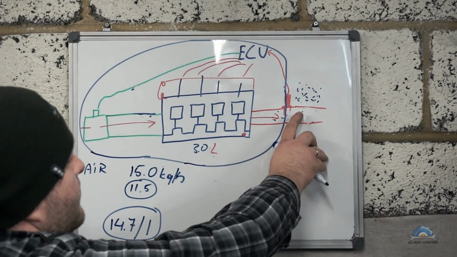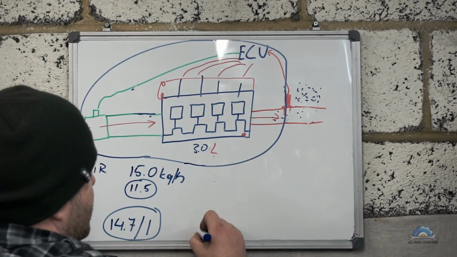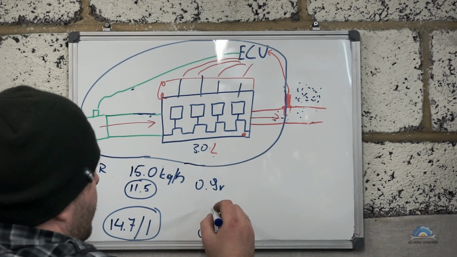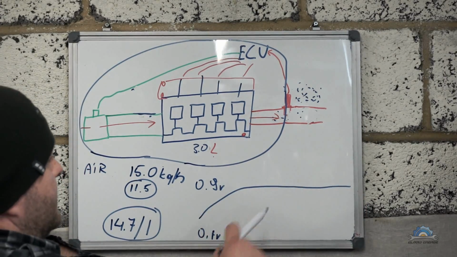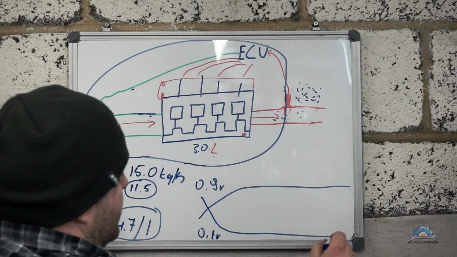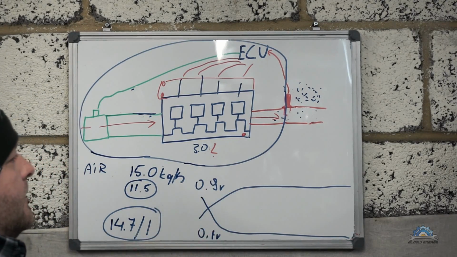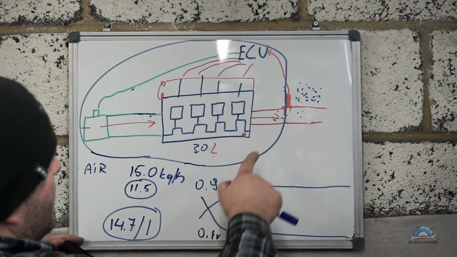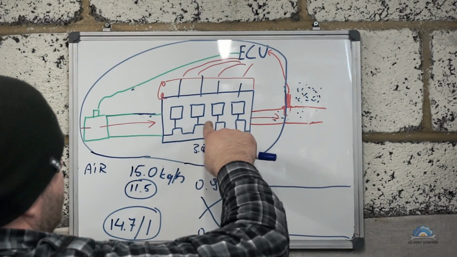So what's happening? We have a very rich condition. The O2 sensor is sensing a very rich condition. So the graph of the O2 sensor is gonna look like this: rich. High voltage means rich, low voltage means lean. And again, based on those voltages from the O2 sensor, they are fed to the ECU. The ECU can correct that situation.